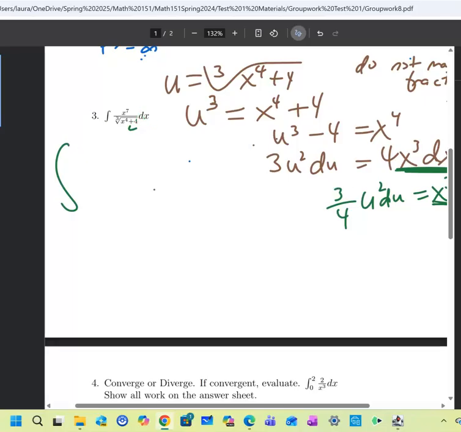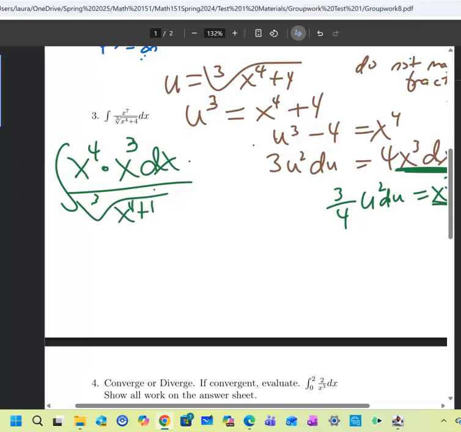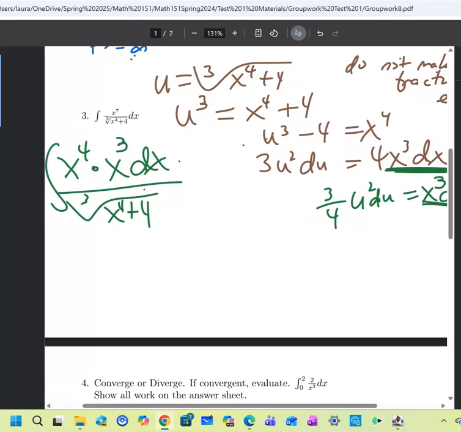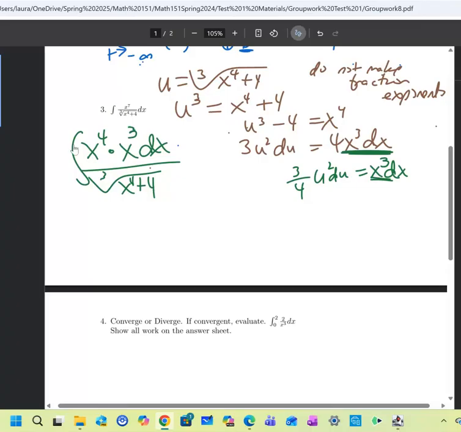Wait a minute, I think there is, right? So let's rewrite this as x to the 4th times x cubed dx, and then I've got this whole thing in the denominator. Okay, so let me make this smaller. So I see that I can take out x cubed dx and put in 3/4 u squared du, right? That's a substitution. So then the denominator I can see is just u.